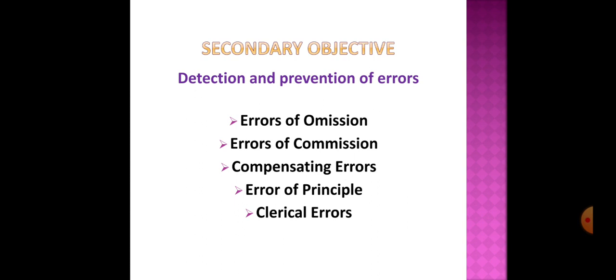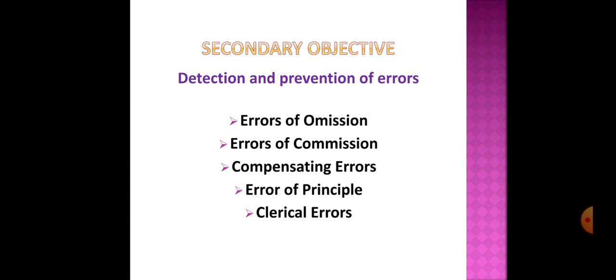These are, number one, errors of omission. The errors of omission are the errors which arise on account of transactions not being recorded in the books of accounts, either wholly or partially. If a transaction has been totally omitted, it will not affect the trial balance and hence it is more difficult to detect. On the other hand, if a transaction is partially recorded, the trial balance will not agree and hence it can be easily detected.